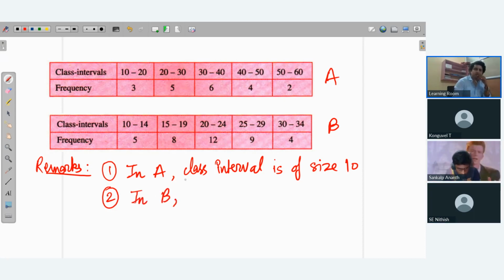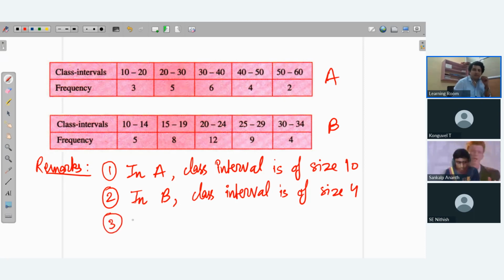Okay. In B, the class interval is of size 4. So 10 and 14 has a size of 4. 15 and 19, 4. 20 and 24 has size 4. Likewise, 30 and 34 also has a size of 4.